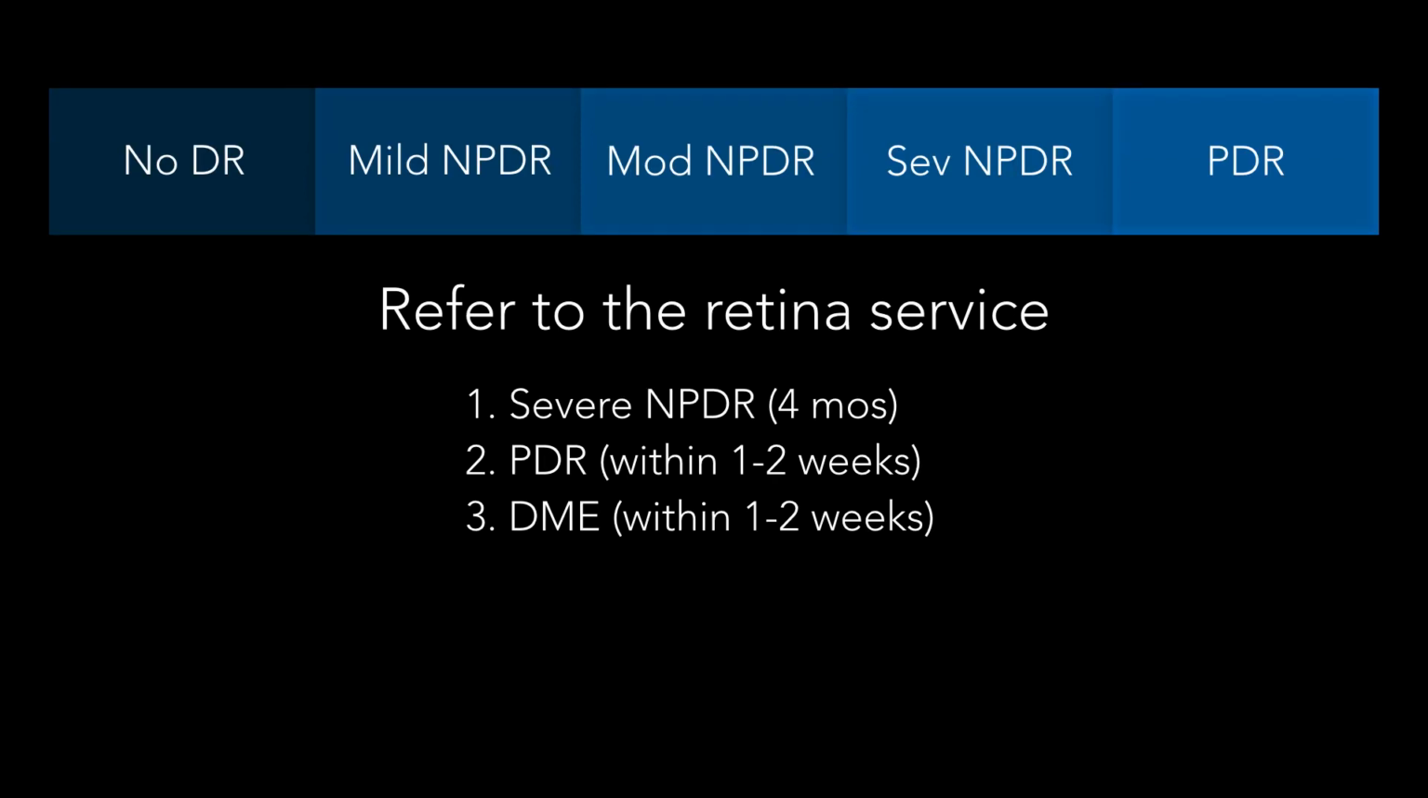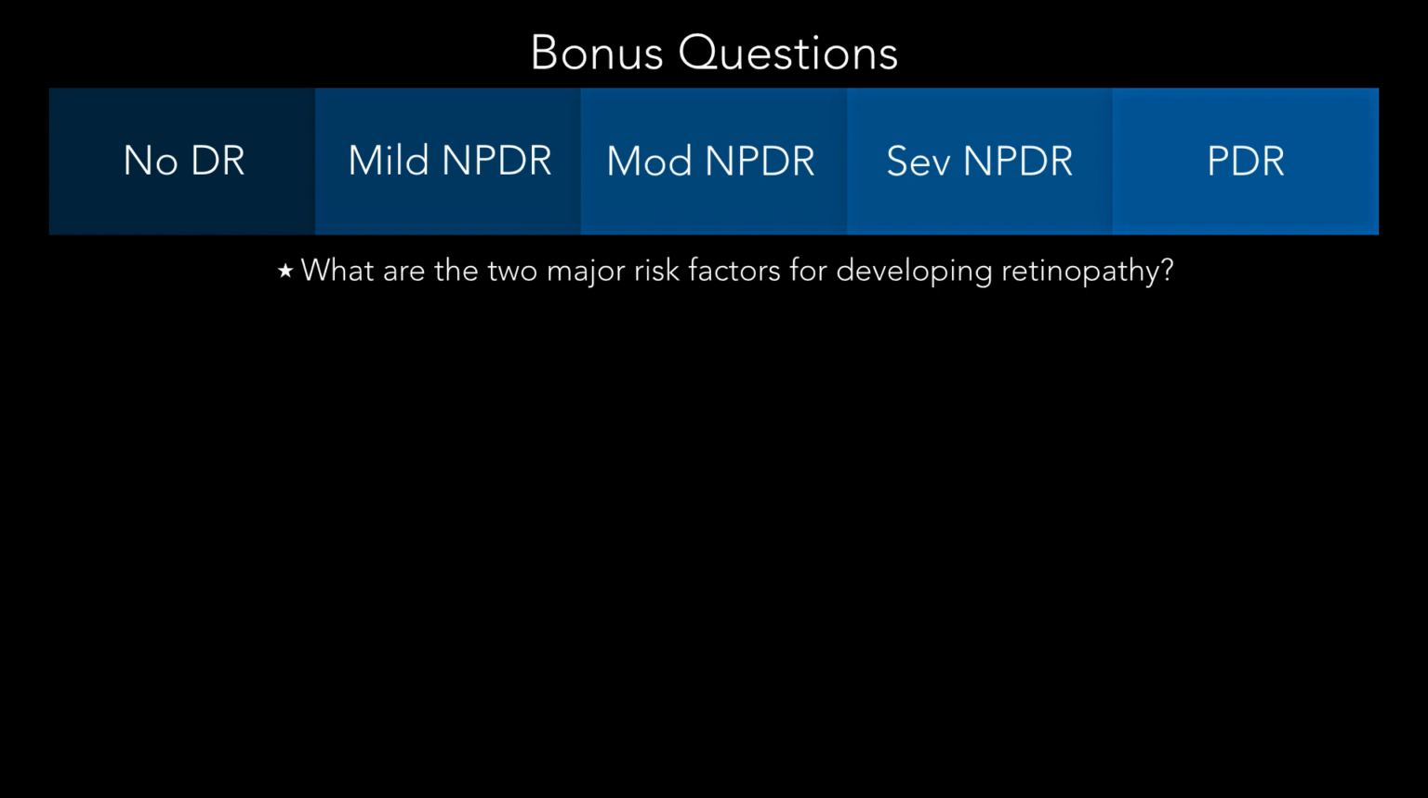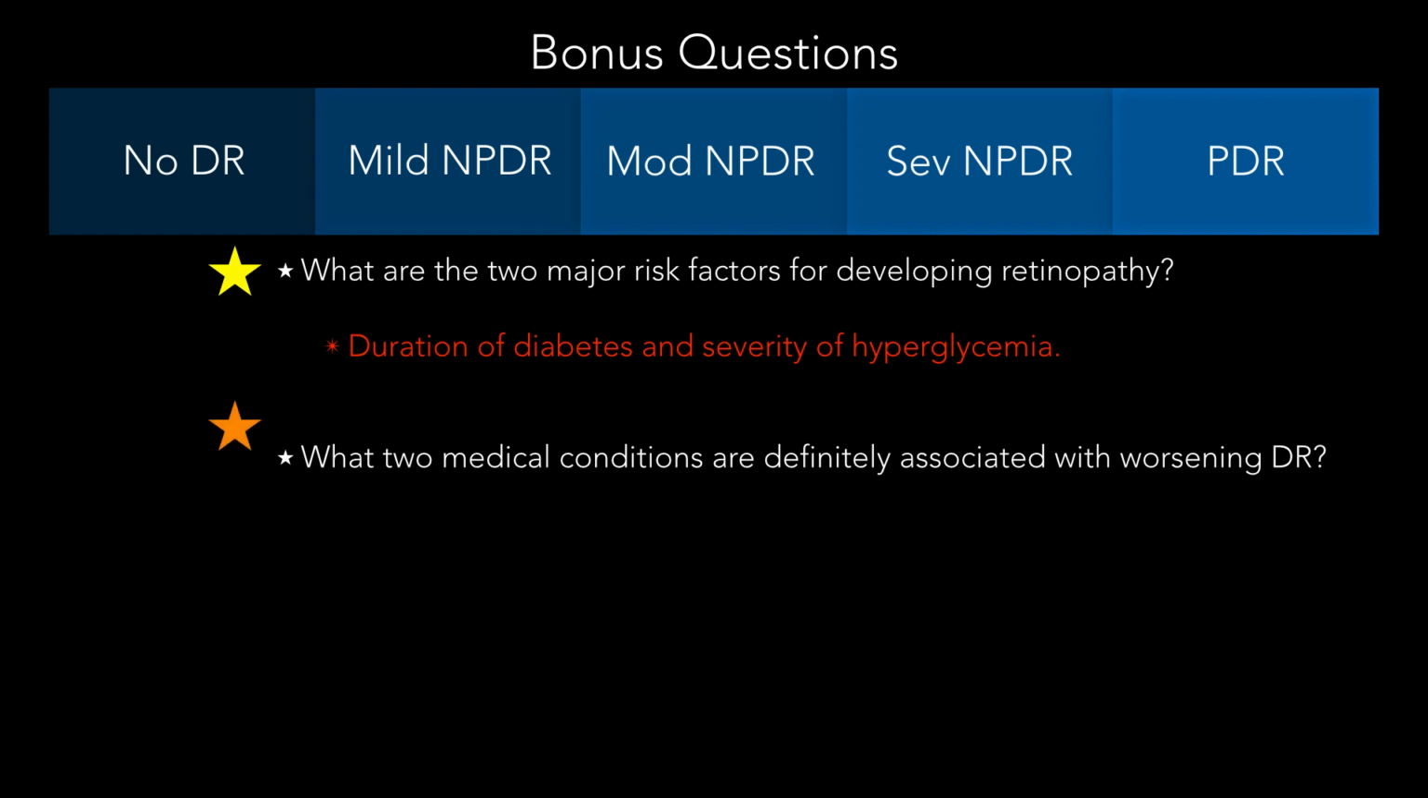This is when you refer to me. If they have severe NPDR or PDR, go ahead and send them over to retina clinic within 3 to 4 months, and the other ones pretty soon. Okay, we got a lot of questions. I'm just going to run through it. 2 major risk factors: duration, severity. 2 medical conditions definitely associated with worsening DR: hypertension, dyslipidemia.